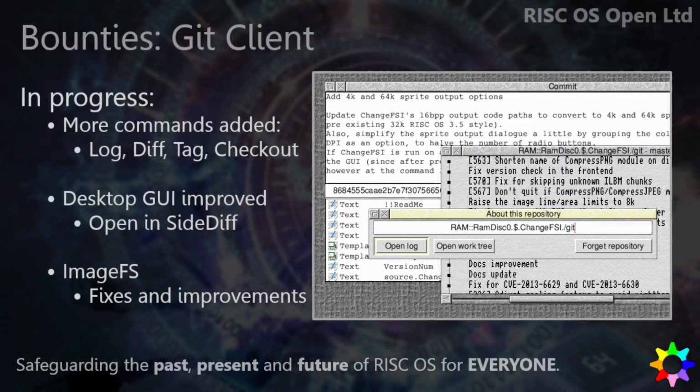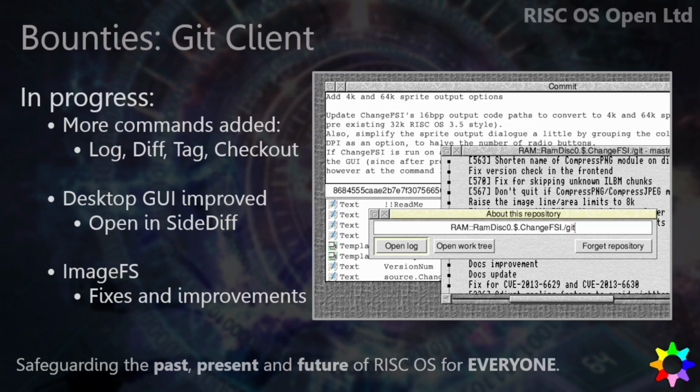There is one other bounty which is called the Git client. This is really useful for developers. I'm not going to bore you with all the details. There's a bit of a summary there, but we have got the latest beta release of the Git client going live extremely soon now. I think it might have already gone live in the last 24 hours.